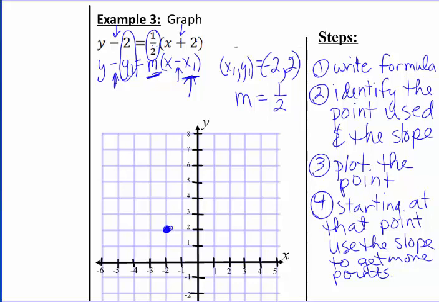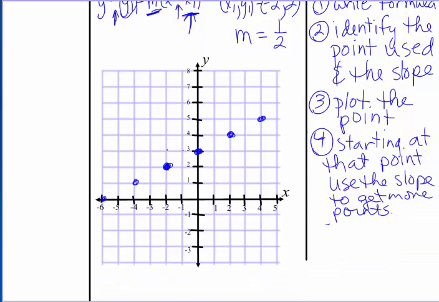I already have that point there. -2, 2. It's a +1/2, so the top number's a 1. That means you go up 1 and to the right 2. So there's my next point. Up 1 to the right 2. My next point. Up 1, right 2. So if you went up right, you could go down left and get a few more points. And then draw your line all the way through the points.